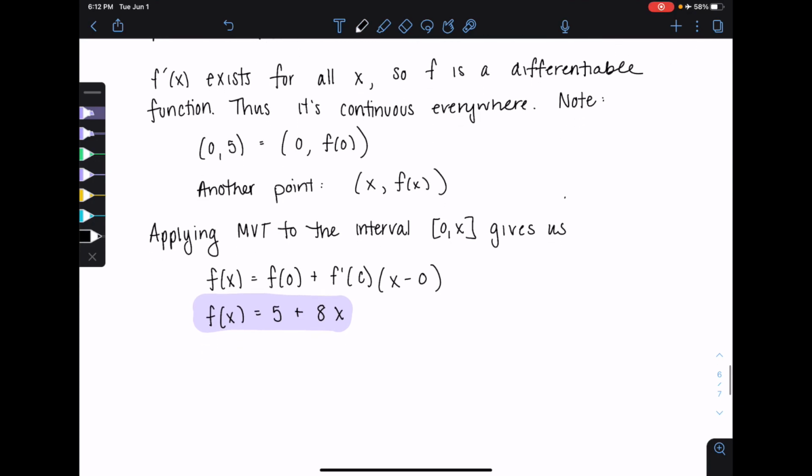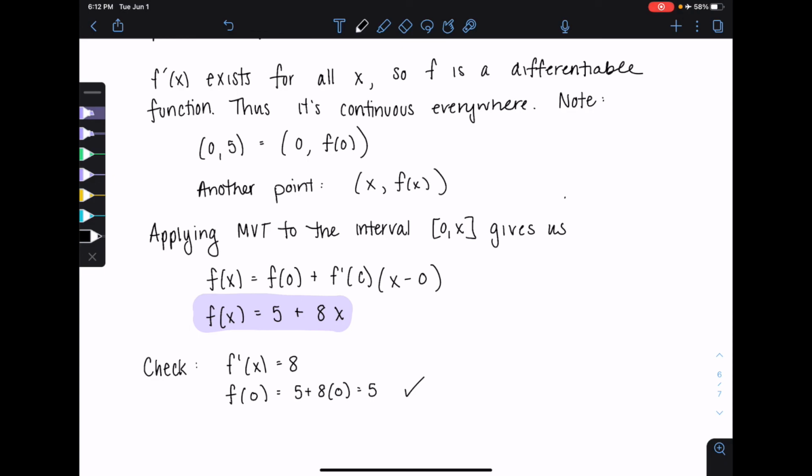So mean value theorem is actually able to help me create a function that has specific properties. And you can check that it does satisfy them. If I take the derivative, it is indeed always 8. And if I plug in 0, that would be 5 plus 8 times 0. So it passes through the point 0, 5. This line satisfies those two properties.